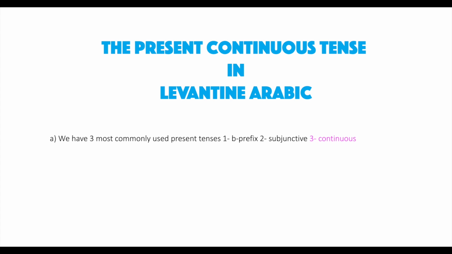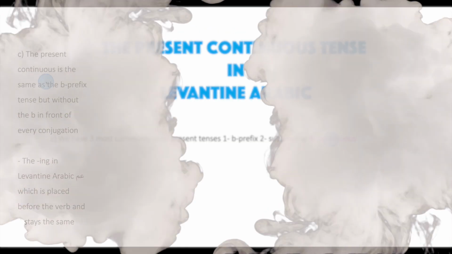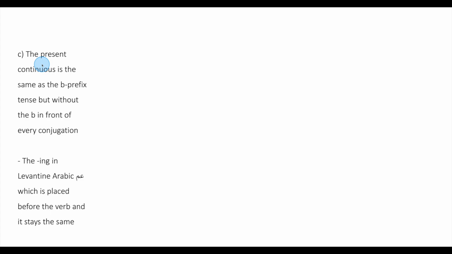In this session, I'll be talking about the present continuous in Levantine Arabic. As previously, I touched upon the be prefix and the subjunctive, and in today's session, I'll be talking about the continuous. The present continuous, in terms of conjugation, is absolutely the same as the be prefix conjugation, just simply without the ba. The extra addition here to the present continuous is am. Am is the equivalent of ing in English. In English, it comes at the end of the verb. In Arabic, the ing comes before the verb. However, you could easily memorize it, and it's easy to repeat. Simply am followed by the present tense.